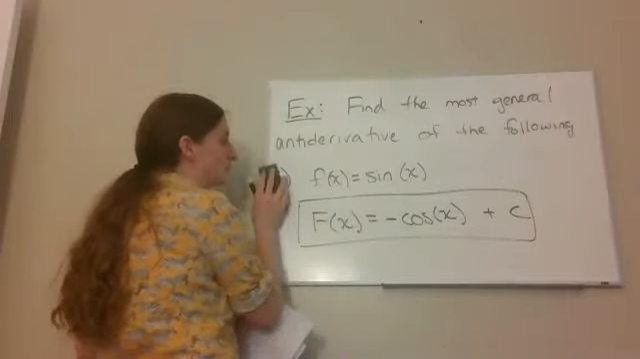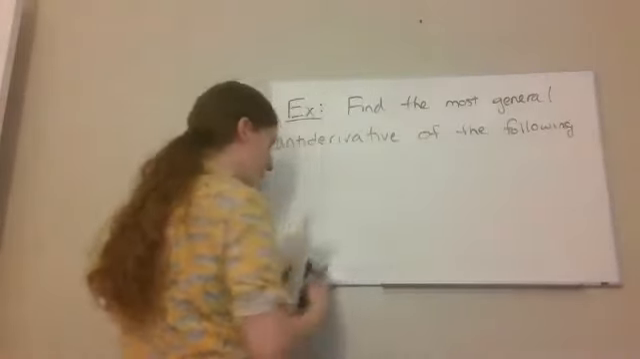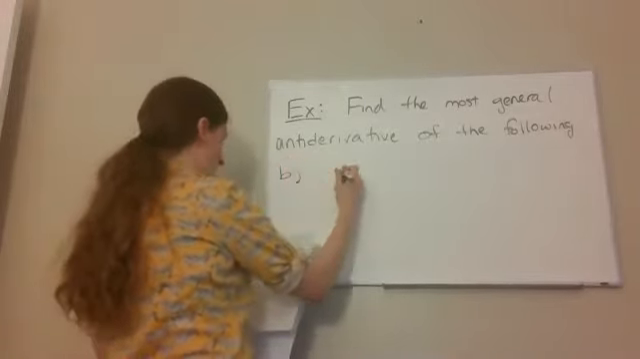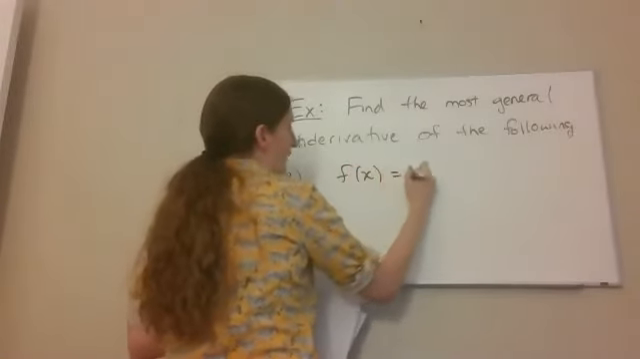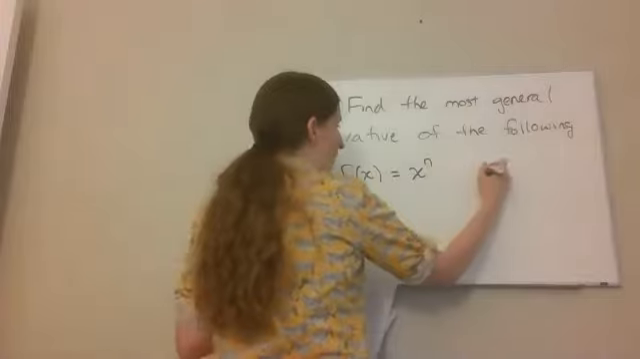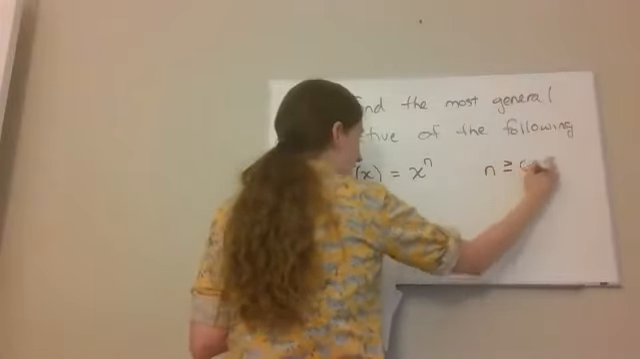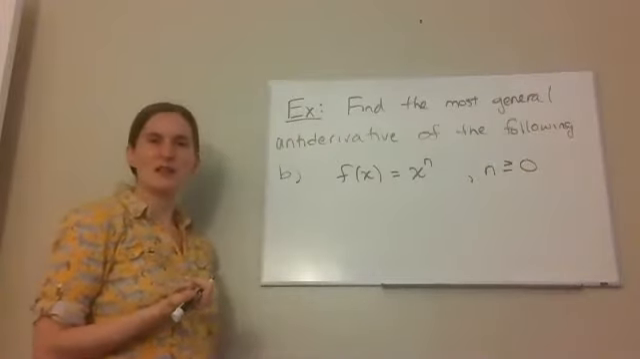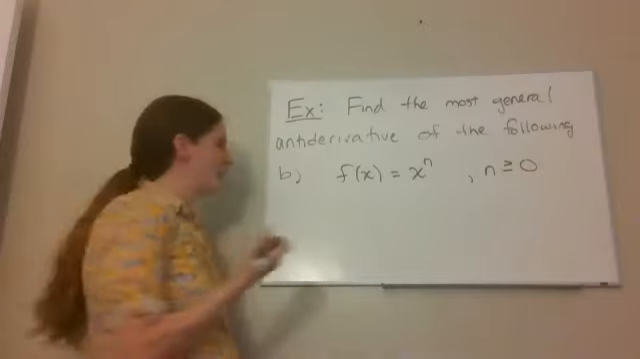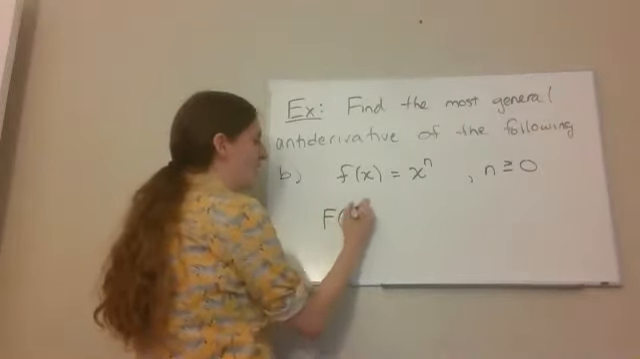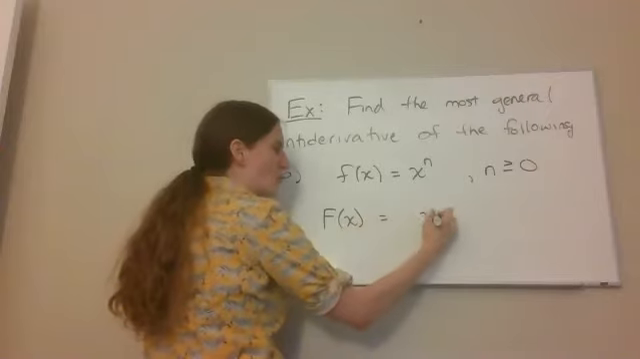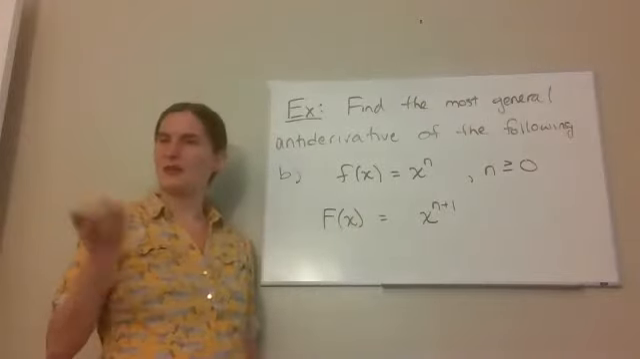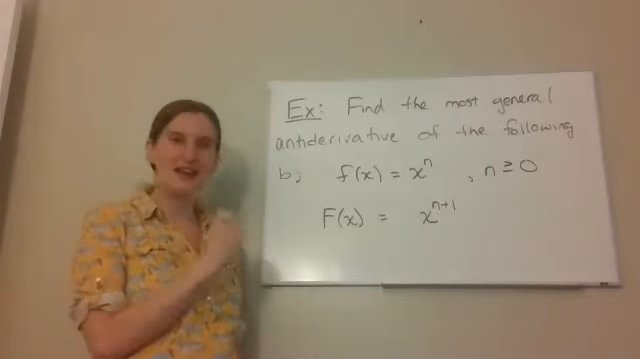Part B. Let's find the most general antiderivative of f of x equals x to the n power, where n is some number bigger than or equal to 0. Well, this one's kind of like what we already did with the x squared. We ended up getting the antiderivative by knowing that the power should end up being 1 larger. And then remember with that x squared, we ended up with x to the third in the antiderivative, but we had to divide by 3.